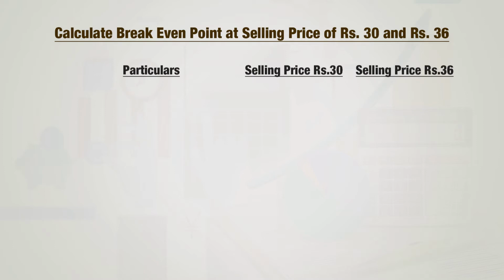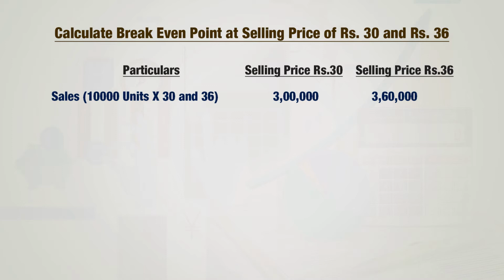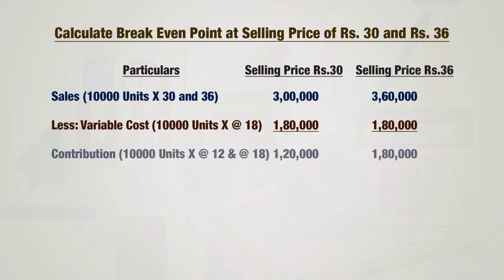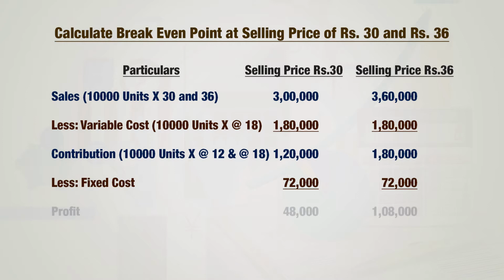Particulars: selling price at rupees 30, selling price at rupees 36. Sales is 10,000 units multiplied by rupees 30 and rupees 36, which is 3 lakh and 3,60,000. Variable cost is fixed, 1,80,000 and 1,80,000 in both the options. Contribution comes to rupees 1,20,000 when selling price is rupees 30, 1,80,000 when selling price is rupees 36. Fixed cost is 72,000 in both the options. So, profit would be 48,000 and 1,08,000 for the two options.